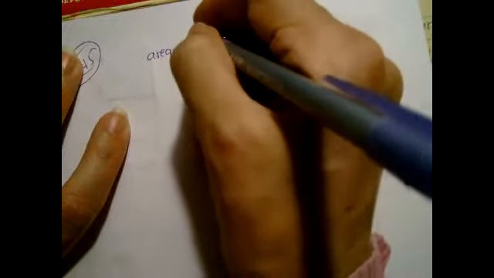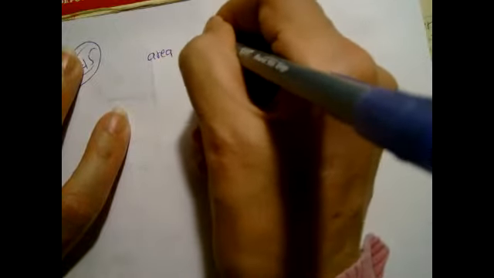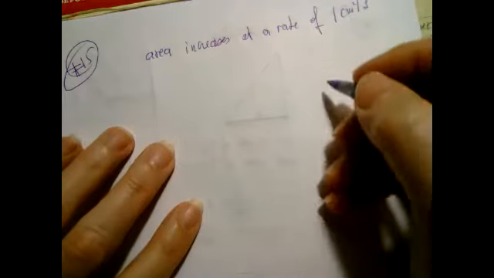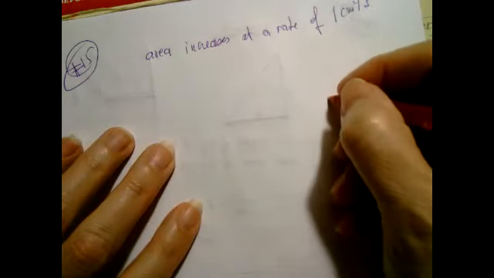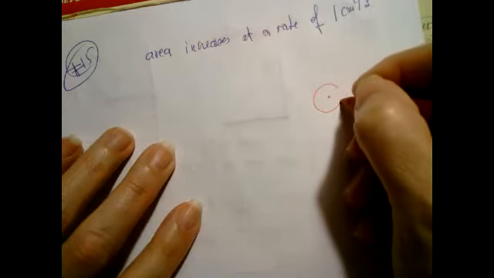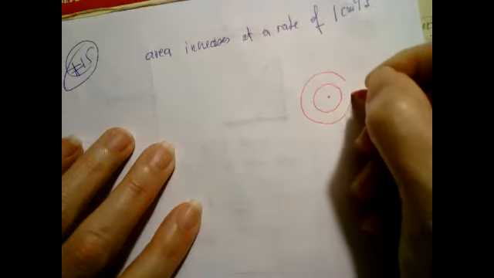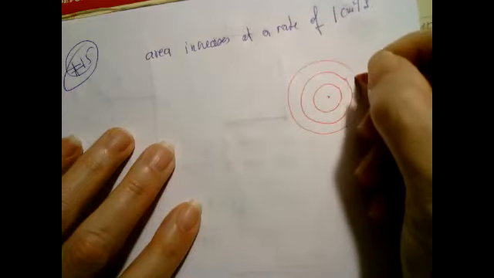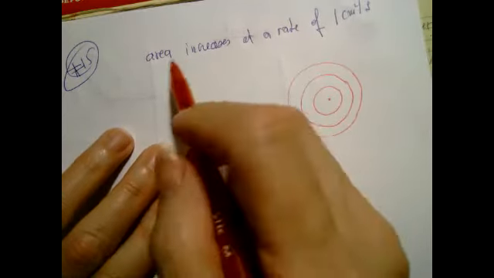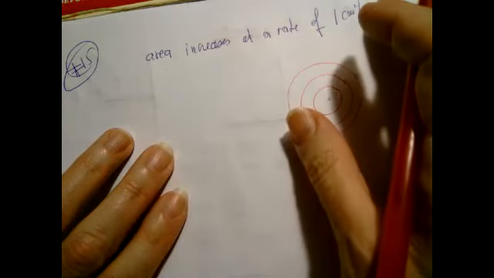Number 15 is the following: expanding circle. Here they tell me that the area increases at a rate of 1 centimeter square per second. So basically, it's like yesterday's problem. Imagine we have a circle expanding with time, and so the area is increasing.